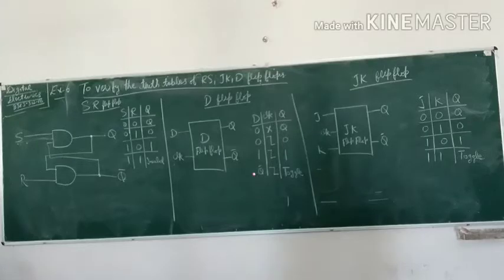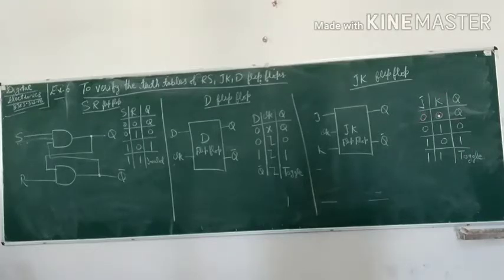And at the same stage, when the clock is supplied, it will toggle. Means if it is set, it will convert to reset, and if it is at reset, it will be converted to set state. So this is the third flip-flop, JK flip-flop. The JK flip-flop will have two inputs, J and K, and a clock pulse will be supplied and it will produce the two outputs. So this is the truth table of JK flip-flop.